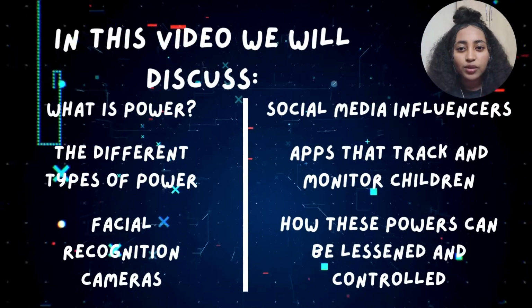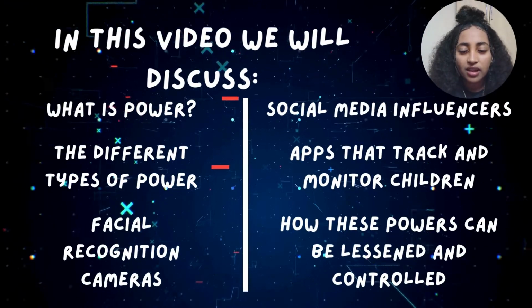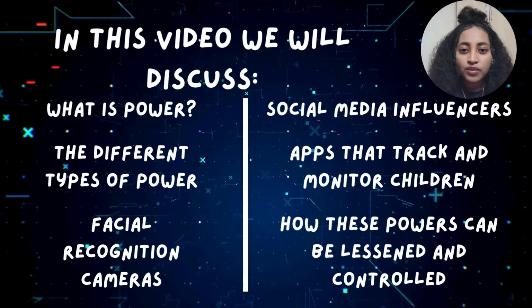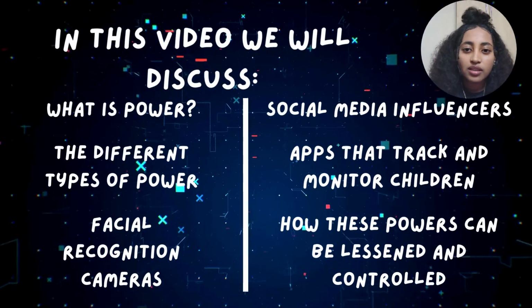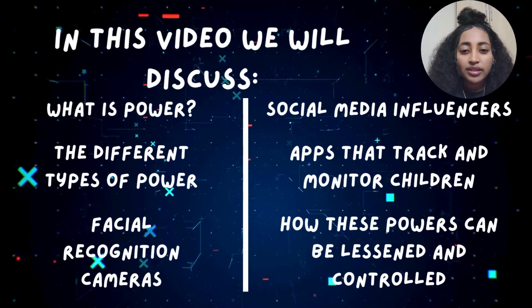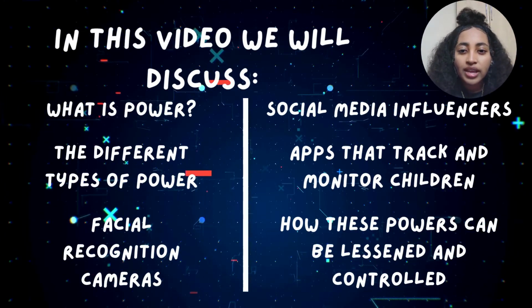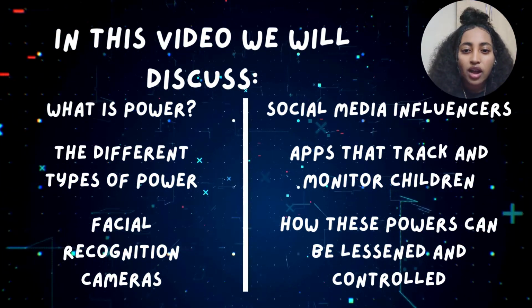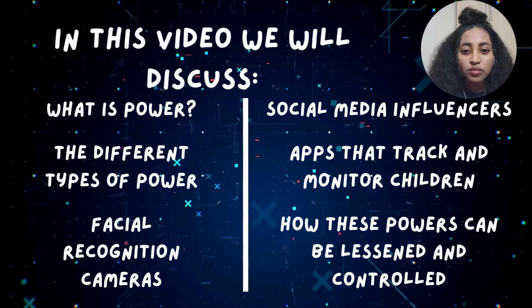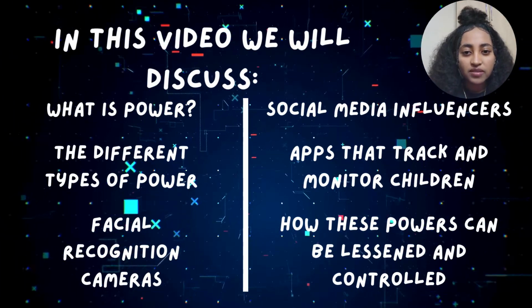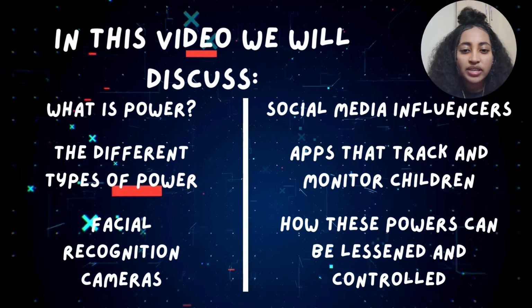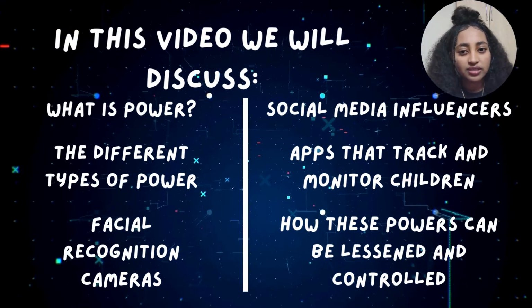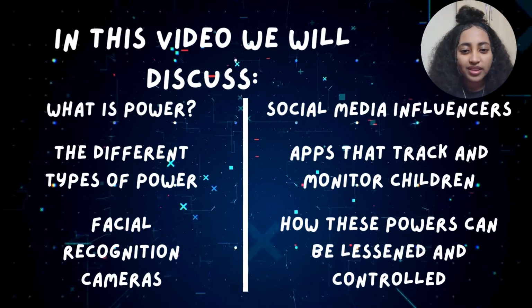So in this video, we will be looking at the following ideas: what power is, the types of power there are, facial recognition cameras, social media influencers, and apps that track and monitor children in association with power. We will also be looking at these from both a positive and negative perspective, and finally, how these powers can be reduced and controlled via digital technology and other things. Without further ado, let's get on with the video.